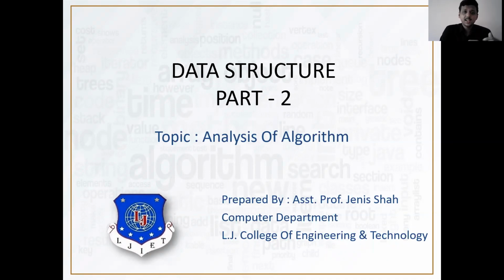In our previous lecture, we studied the first part of data structures, the introductory chapter, where we learned what data structure means, how many types of data structures there are, and a brief introduction to each of them. So, in today's lecture, we will study the analysis of algorithms. So, let's begin.